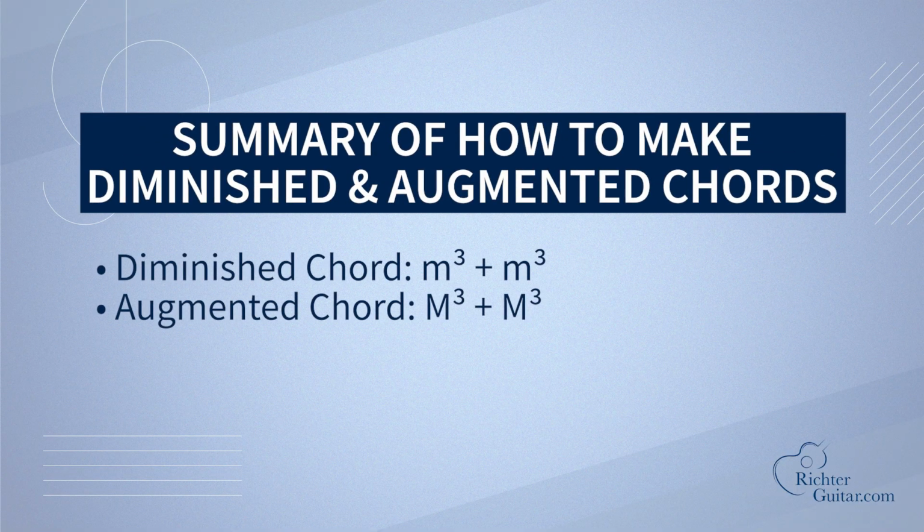That's diminished chords and augmented chords in a nutshell. Just remember, a diminished chord is a minor third plus a minor third. An augmented chord is a major third plus a major third. So diminished, you can think of as a 3 plus a 3. Augmented is a 4 plus a 4.